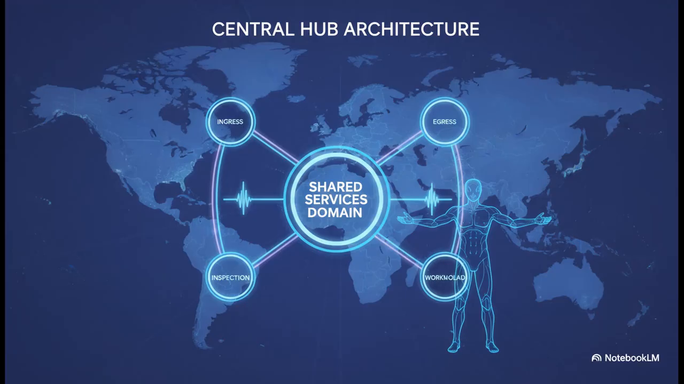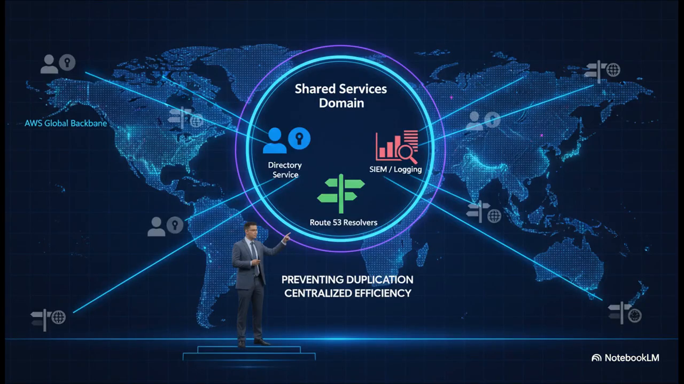And finally, we have the shared services domain. This is the central hub that provides all the common, essential services that the other domains rely on to function properly. Think of services like your directory services for authentication, Route 53 resolvers for centralized DNS, and endpoints for your logging tools. Putting them all here prevents duplication and ensures you have consistent operational management across the board. And that is key to controlling the blast radius of just a simple operational mistake.